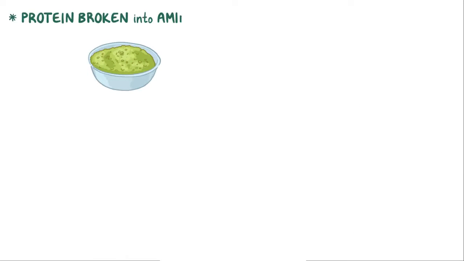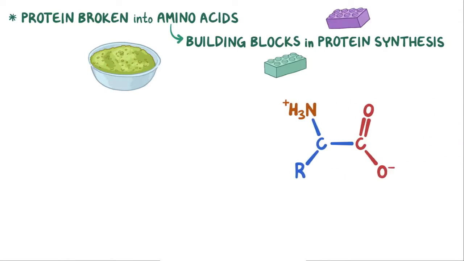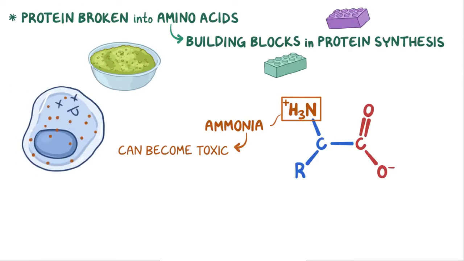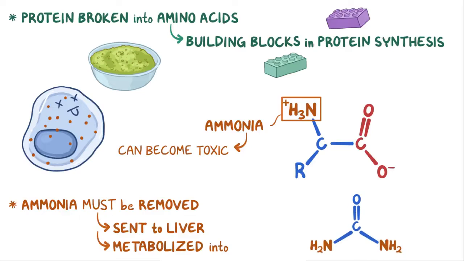So let's say you had a nice big bowl of lentils, rich in protein. Protein would get broken down into amino acids, and those amino acids would make their way into various cells to serve as building blocks in protein synthesis. And the cell has to try to make use of these amino acids, because ammonia, which is the nitrogen-containing amine group in amino acids, can become toxic to the cell if it gets freed up and starts to build up in the cell. Ultimately, to get rid of it, ammonia must first be removed from the amino acid and then sent to the liver where it can get metabolized into a less toxic molecule called urea.